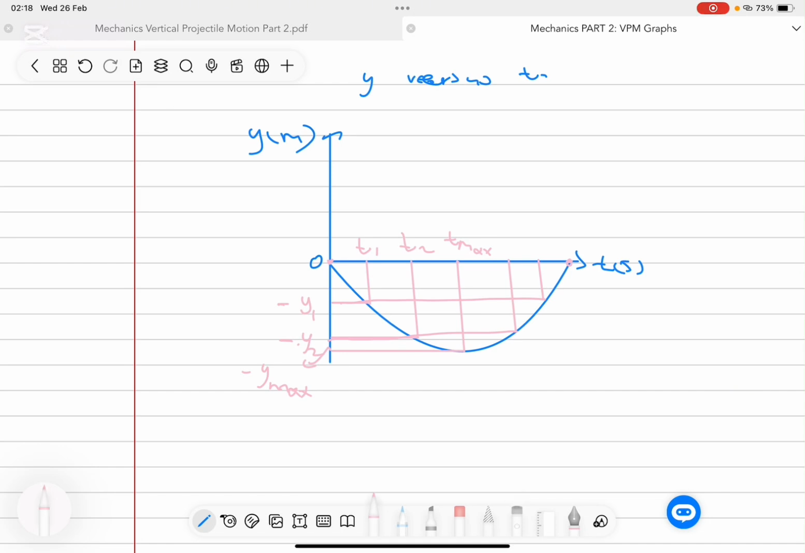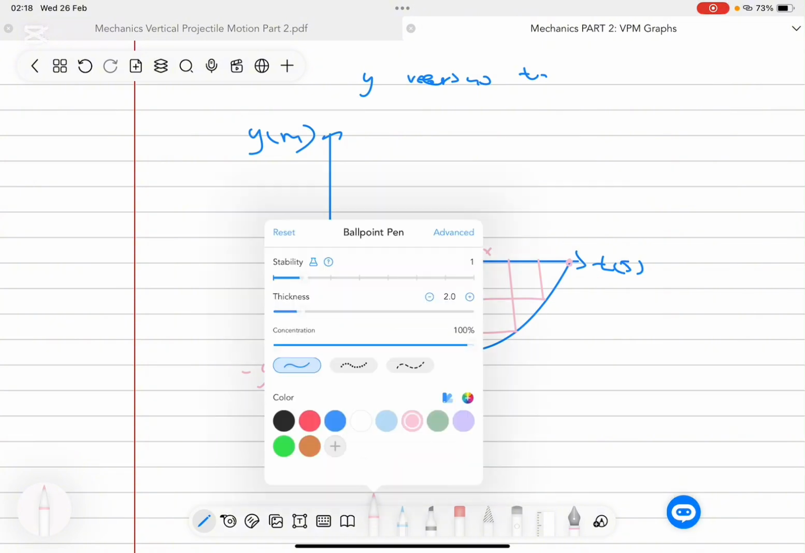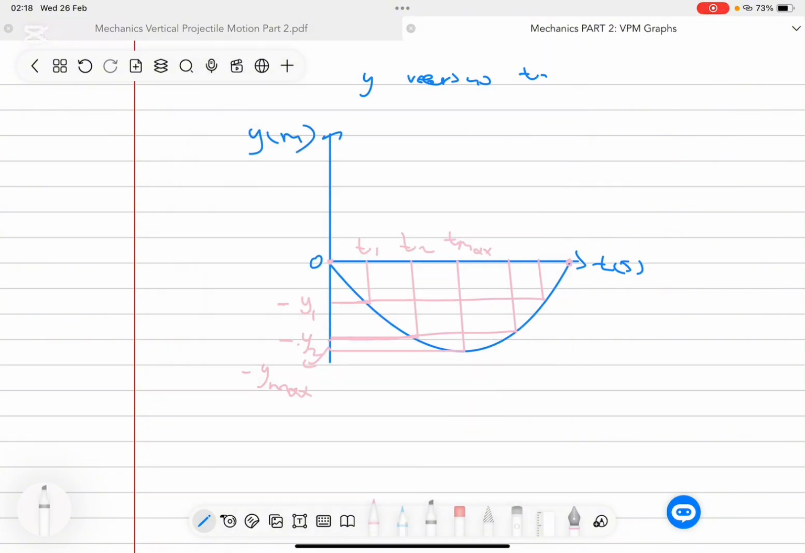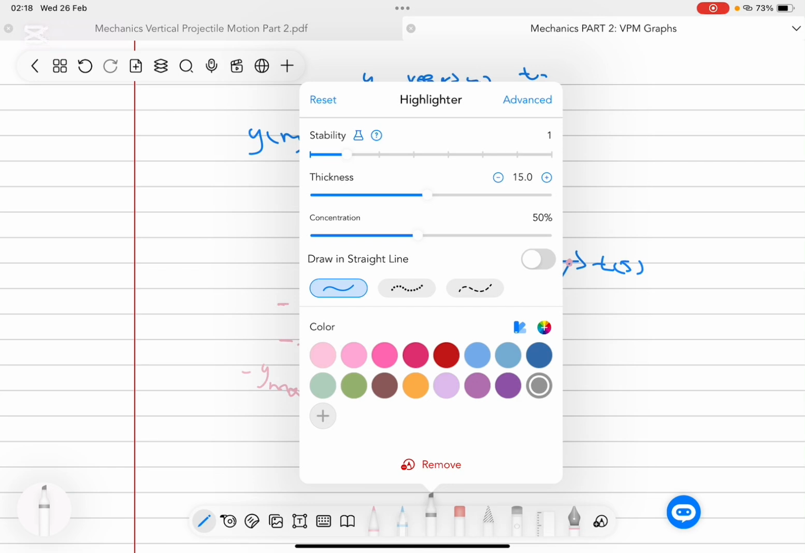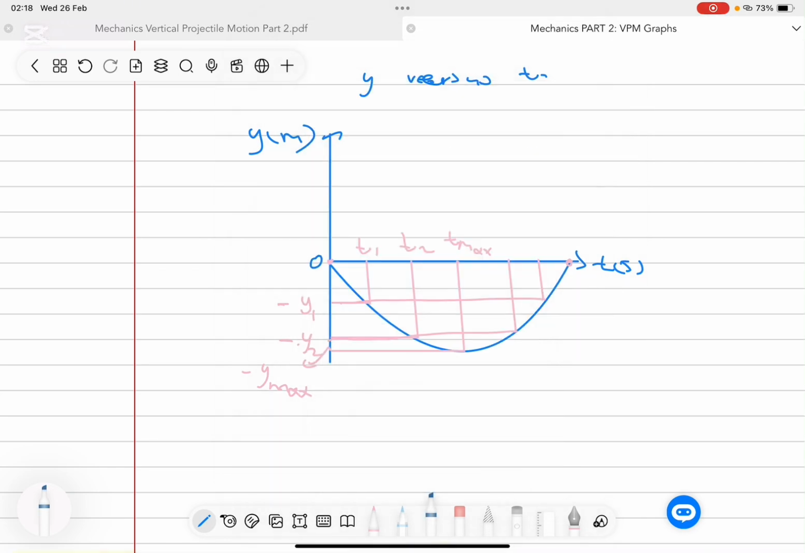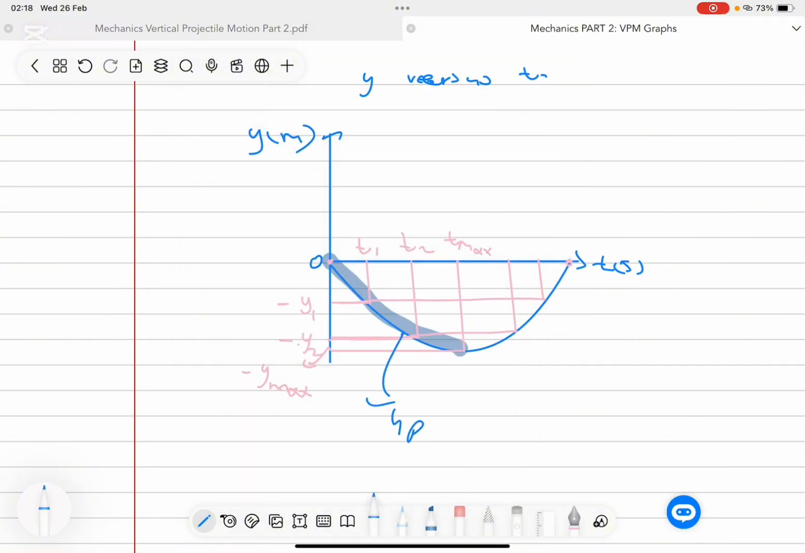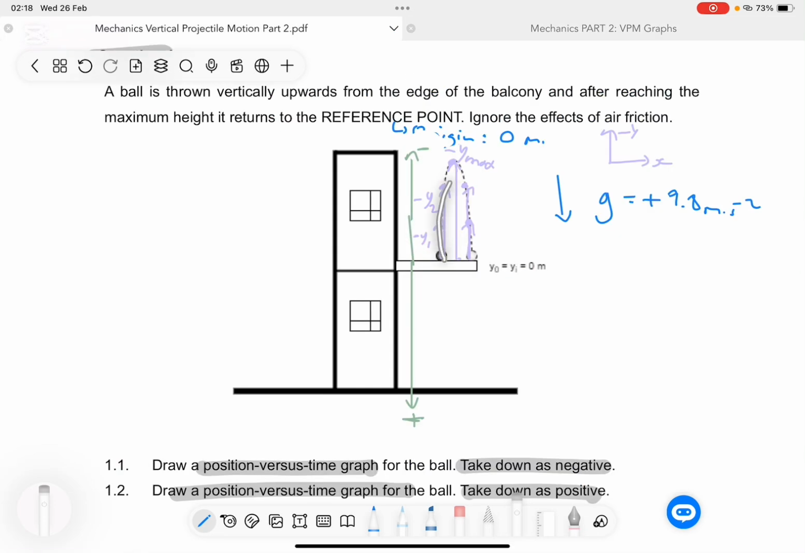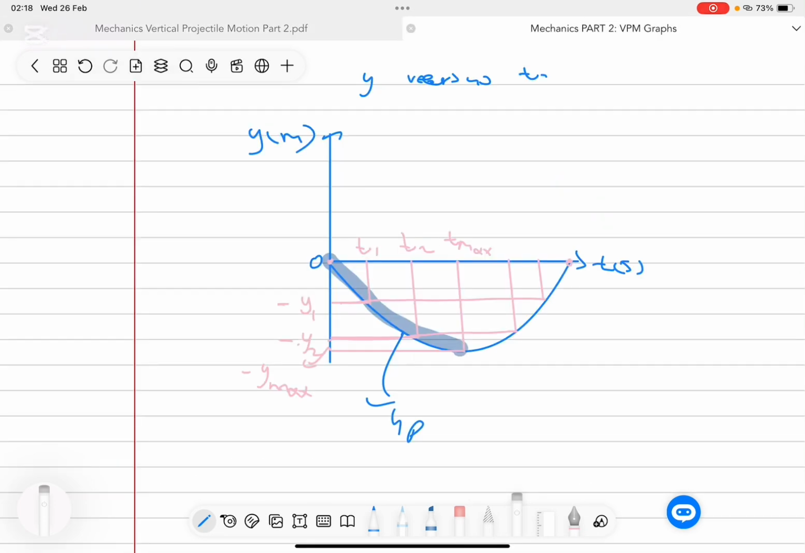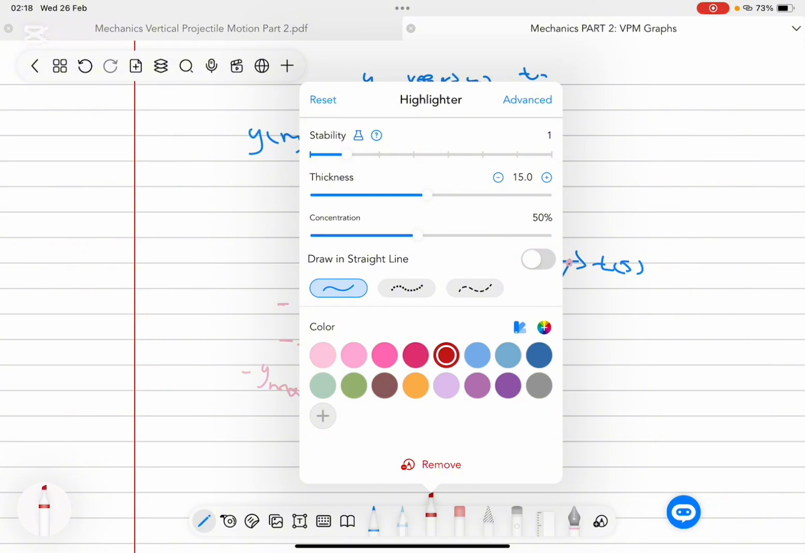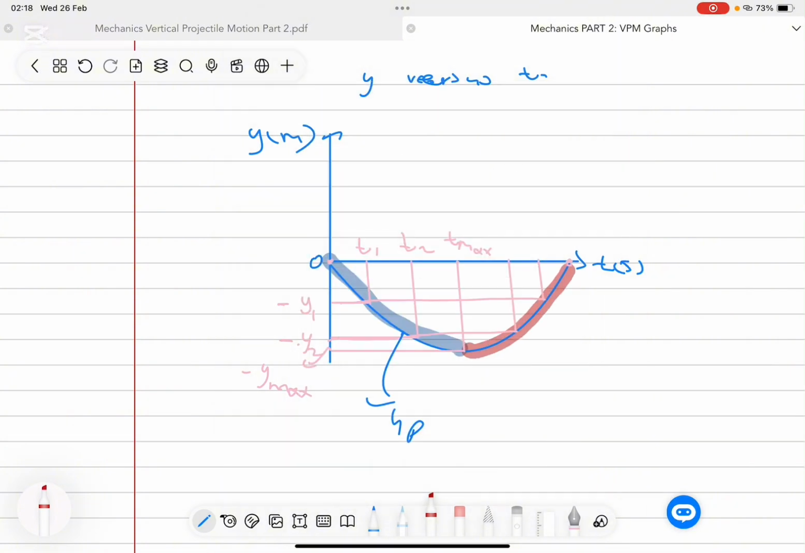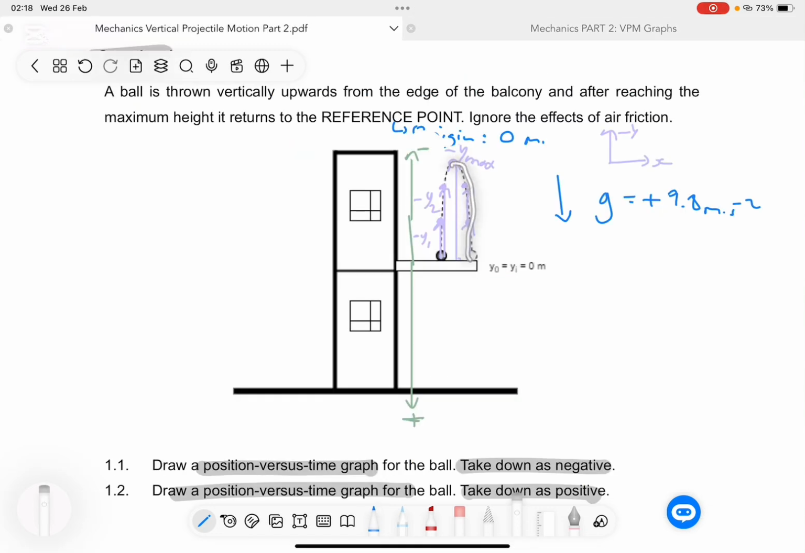In the same way, we can see that this part of the graph represents when the object goes up. It represents when the object was going up here, and this part represents when the object was going down. It is this part of the graph.